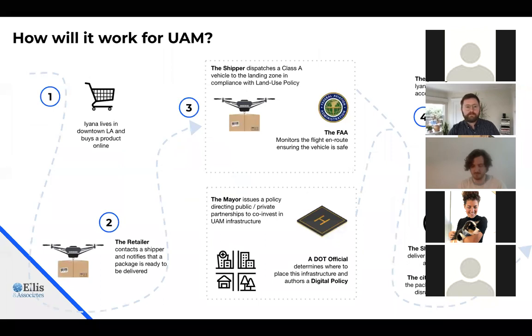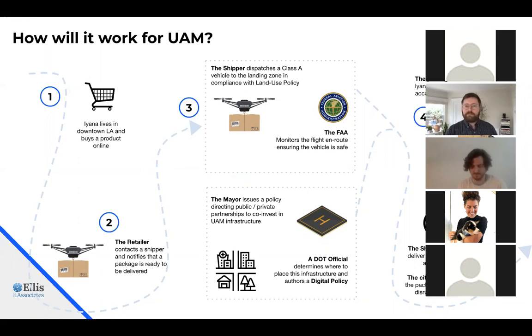And this is my last slide. So, same process: Ayana is buying a product. Obviously the retailer is using an aerial vehicle to deliver this time. In the lower right-hand corner, very similar, the mayor issues a policy that prioritizes UAM infrastructure, and the DOT official in this case is using digital policy to determine, through a planning lens, acceptable places to land and take off.